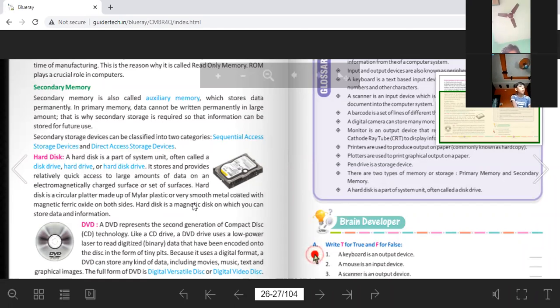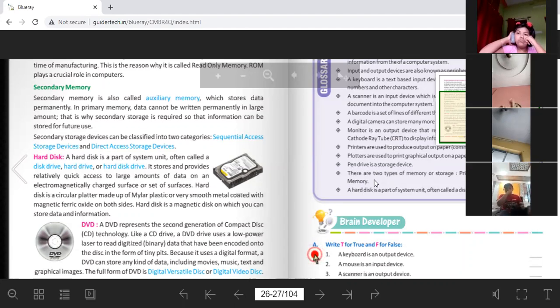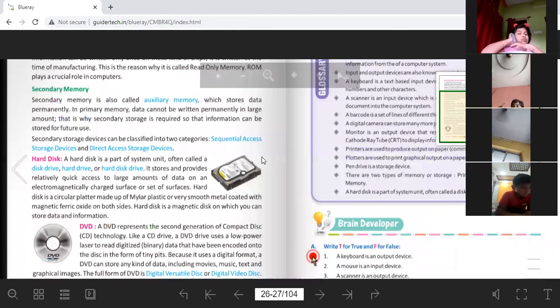So secondary storage devices can be grouped into two categories. One is sequential access storage device and the next is direct access storage device. Now, the first is hard disks. Hard disks, you must have heard about it. So what is a hard disk? A hard disk is a part of a system unit often called a disk drive, hard disk, or hard disk drive. It stores and provides relatively quick access to a large amount of data on an electromagnetically charged surface or set of surfaces.